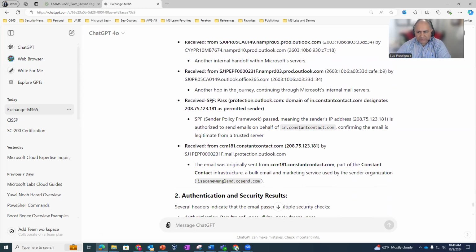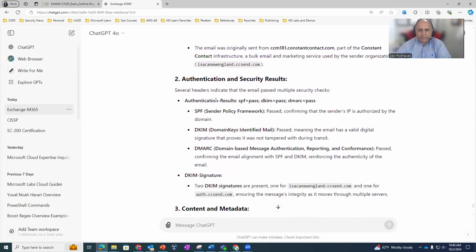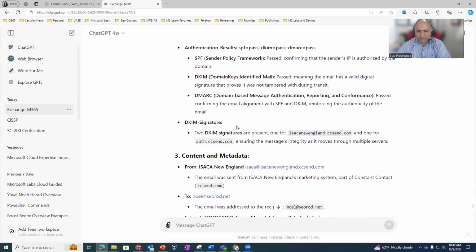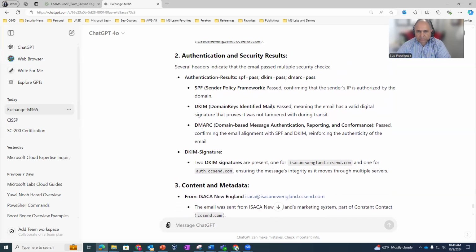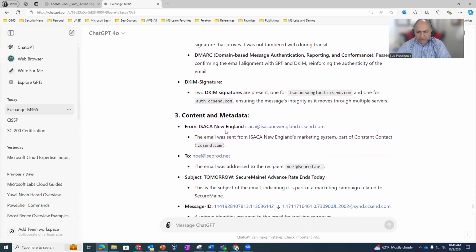Then it talks about the SPF, which is a way to prevent email spoofing. It talks about the authentication and security results, such as when an email passes SPF, DKIM, and DMARC, it is most definitely a legit email. So we're not going to be talking about these technical email authentication protocols because the whole point is to talk about this email. So content metadata, this is exactly where the email came from.